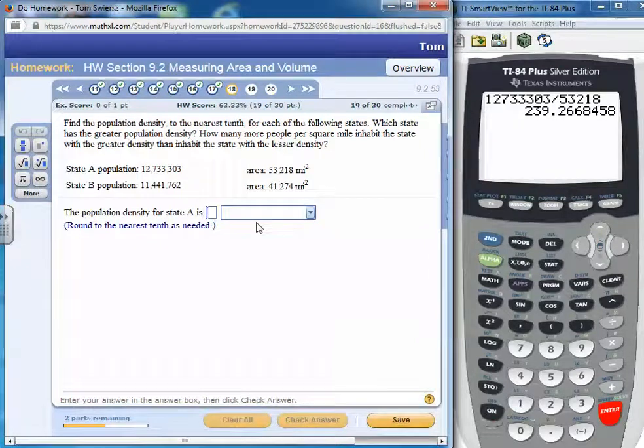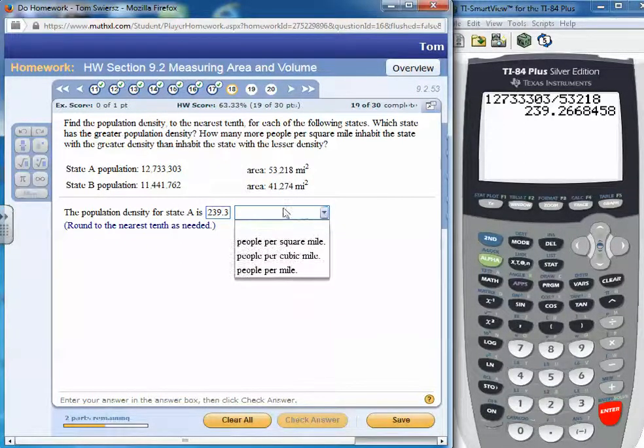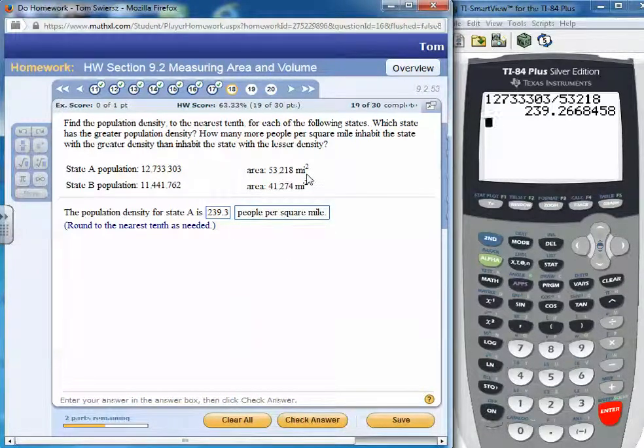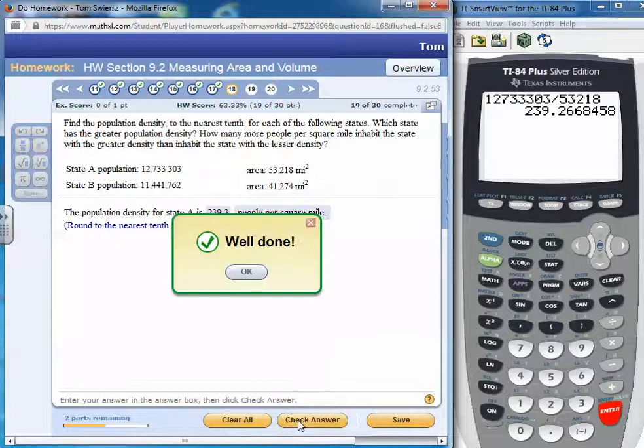So we have 239 point, the 6 follows a 2, so we would round up to 0.3. And again, the units are people per square mile. MI means miles, so it's per square mile.